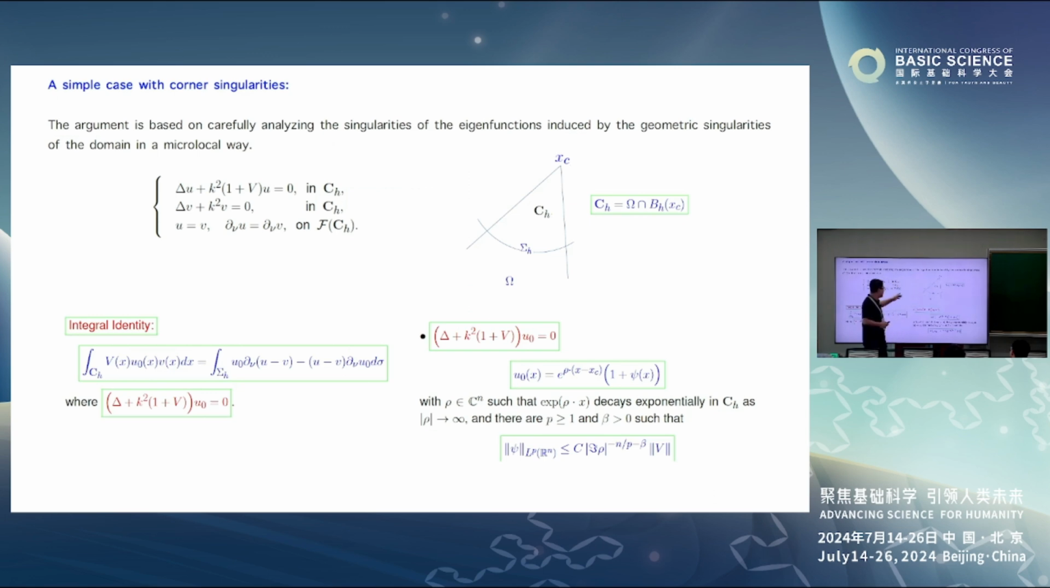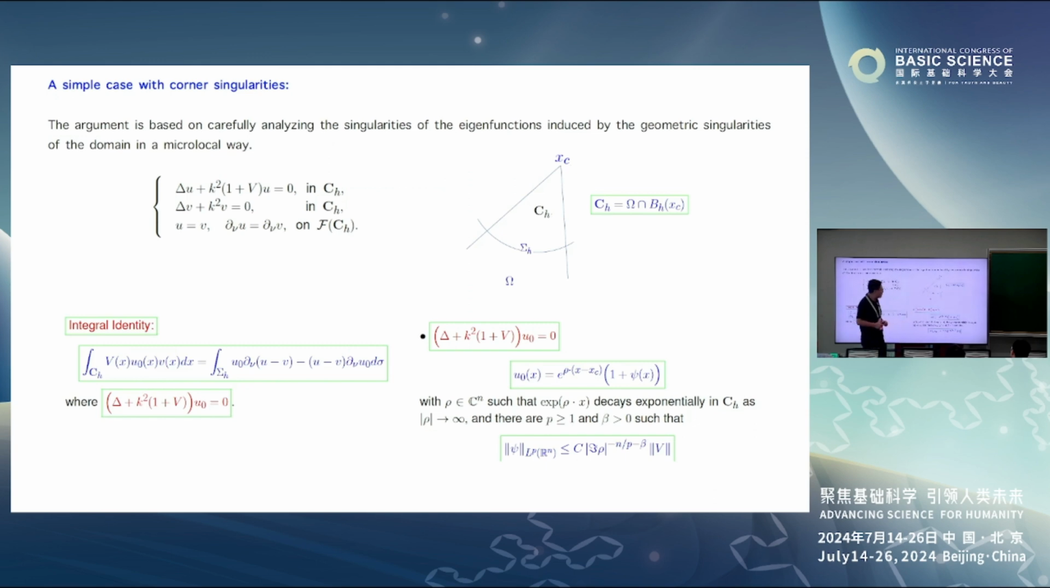We get these two flat parts. We get this transmission condition. But I'm going to have a free part here. This sigma is the free part. Okay. But now we're going to take XC. I'm going to show that this U and V must be vanishing locally around this XC.